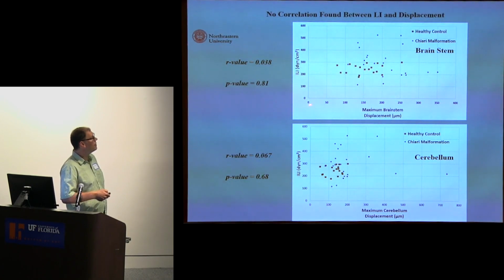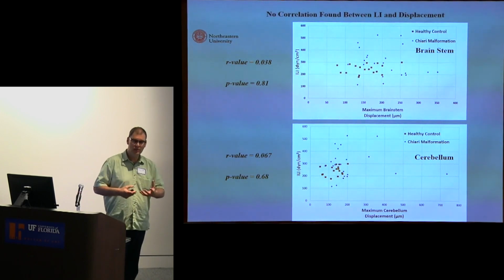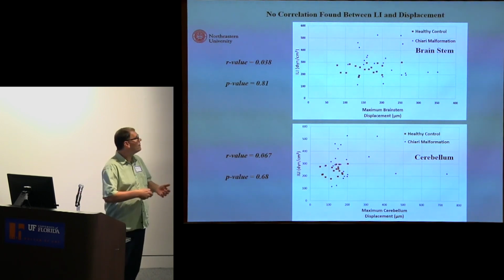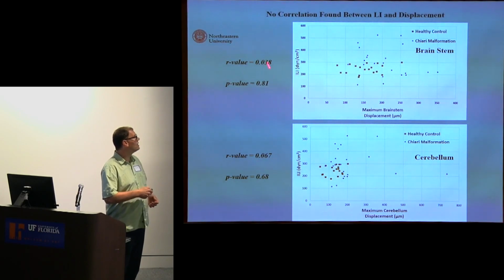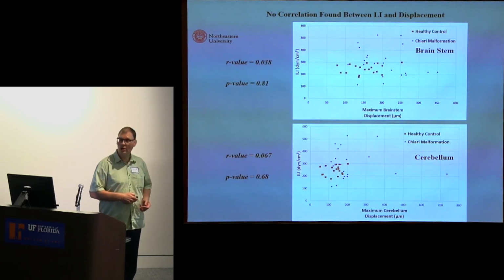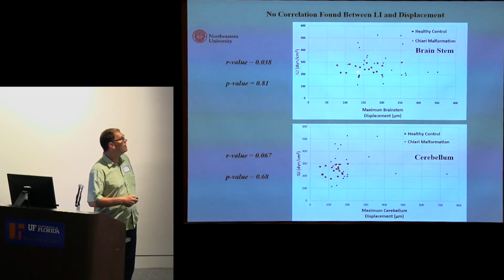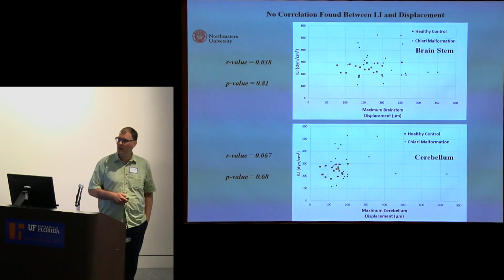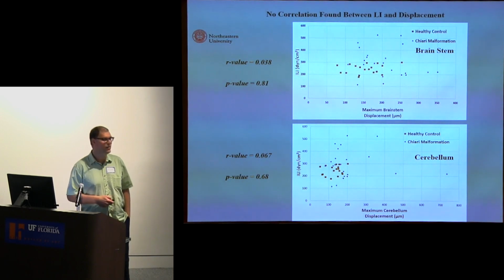This is max brainstem displacement versus longitudinal impedance. If the tightness is causing a pressure environment that would cause the brain to move, then I should expect that if I've got a really tight, high impedance, there should be more motion. You can see the p-values listed over here, but I think you can see by eye, this is just all over the place. The blue dots are the Chiari malformation cases, and the red dots are the healthy controls. Neither one of them is going hand in hand. So I don't really know what's driving the brain motion.